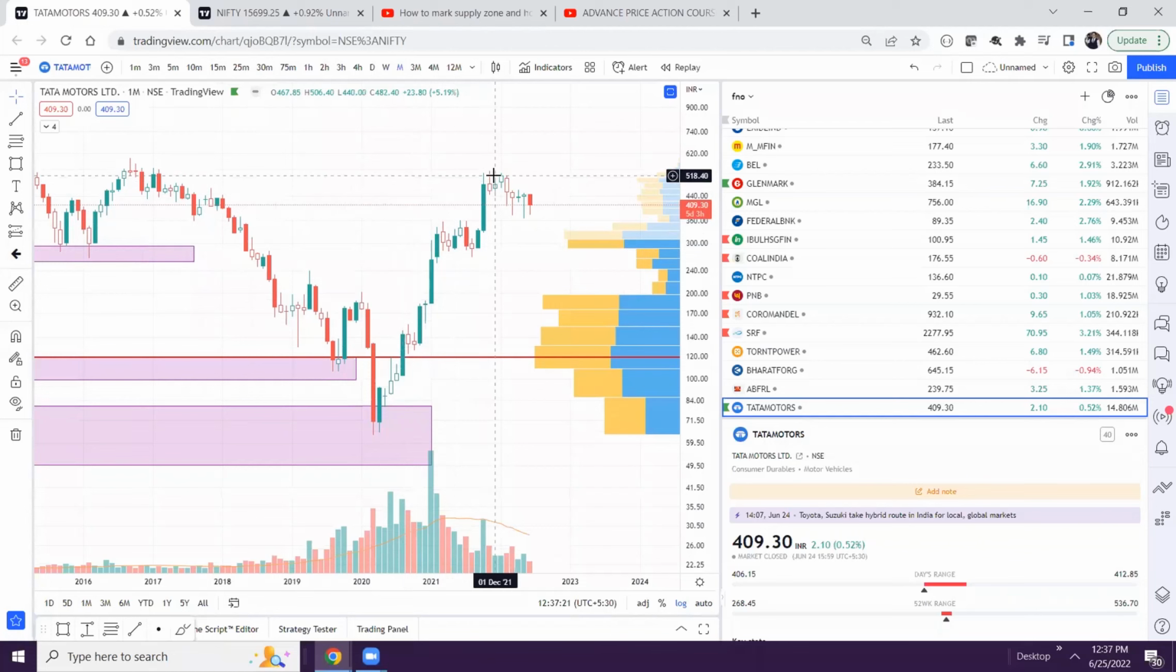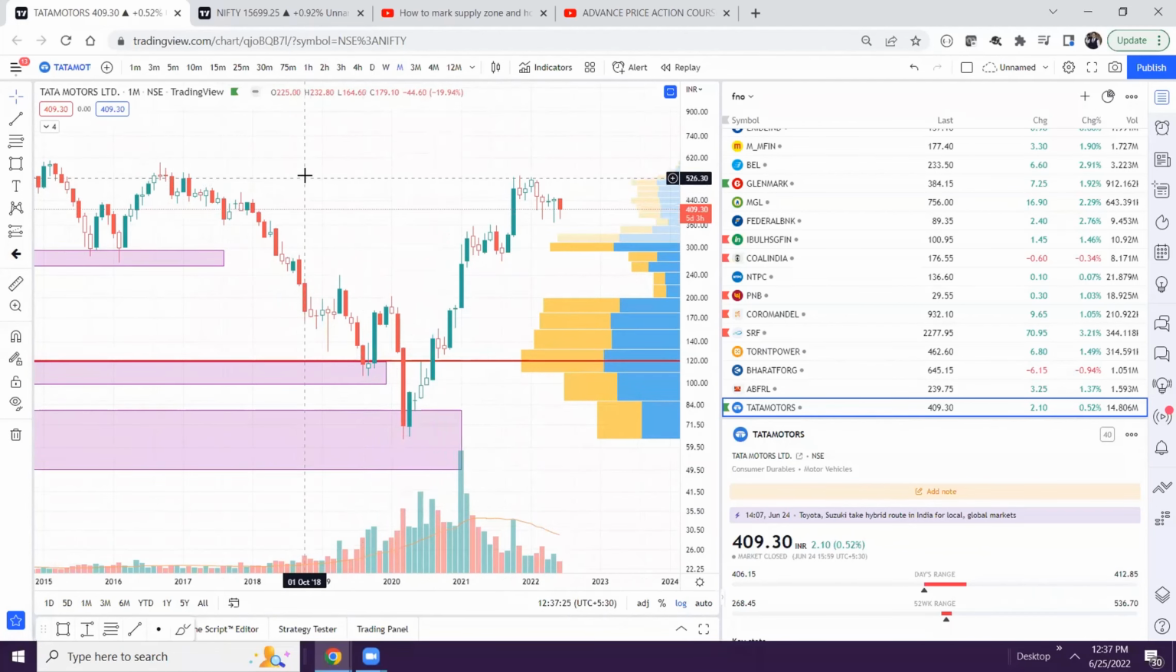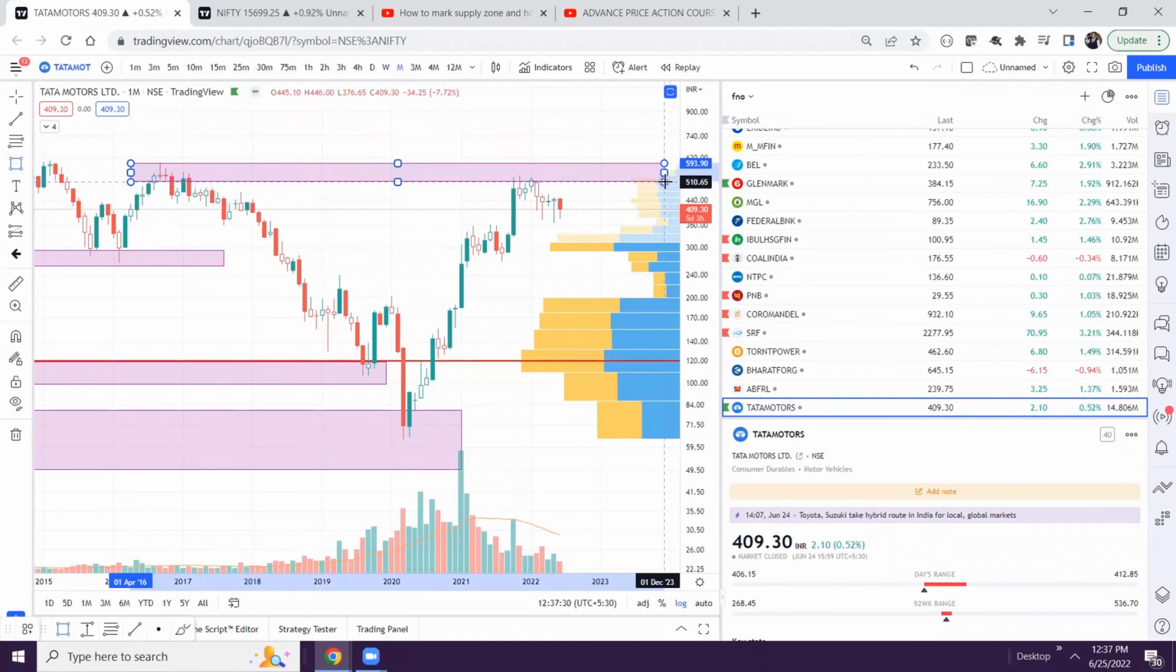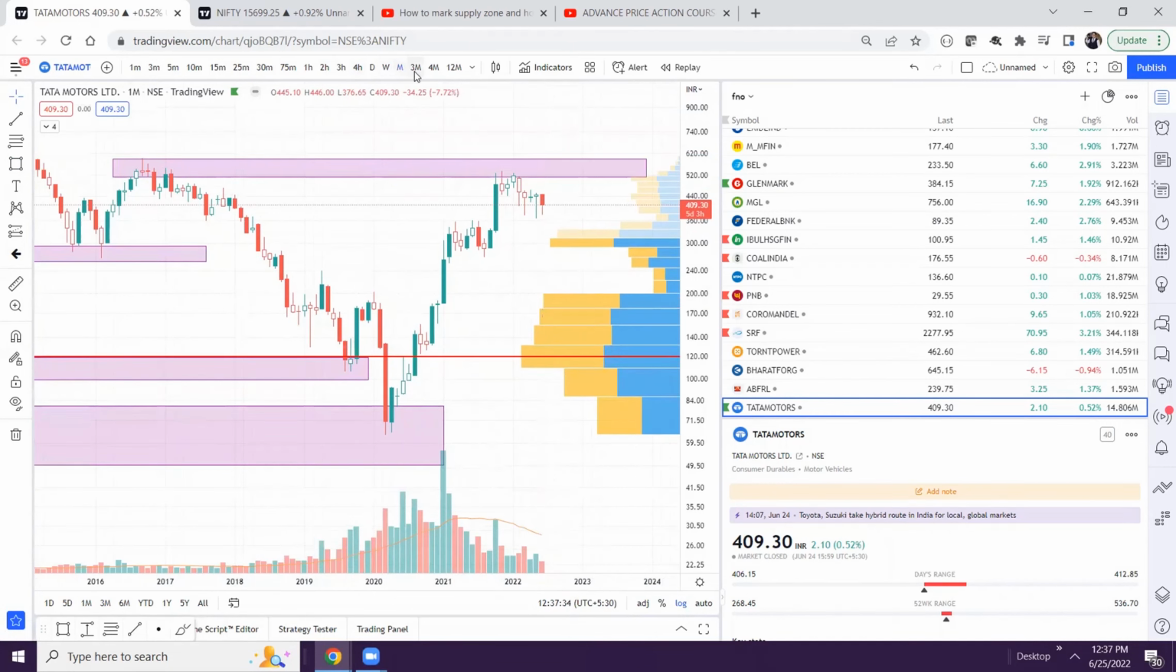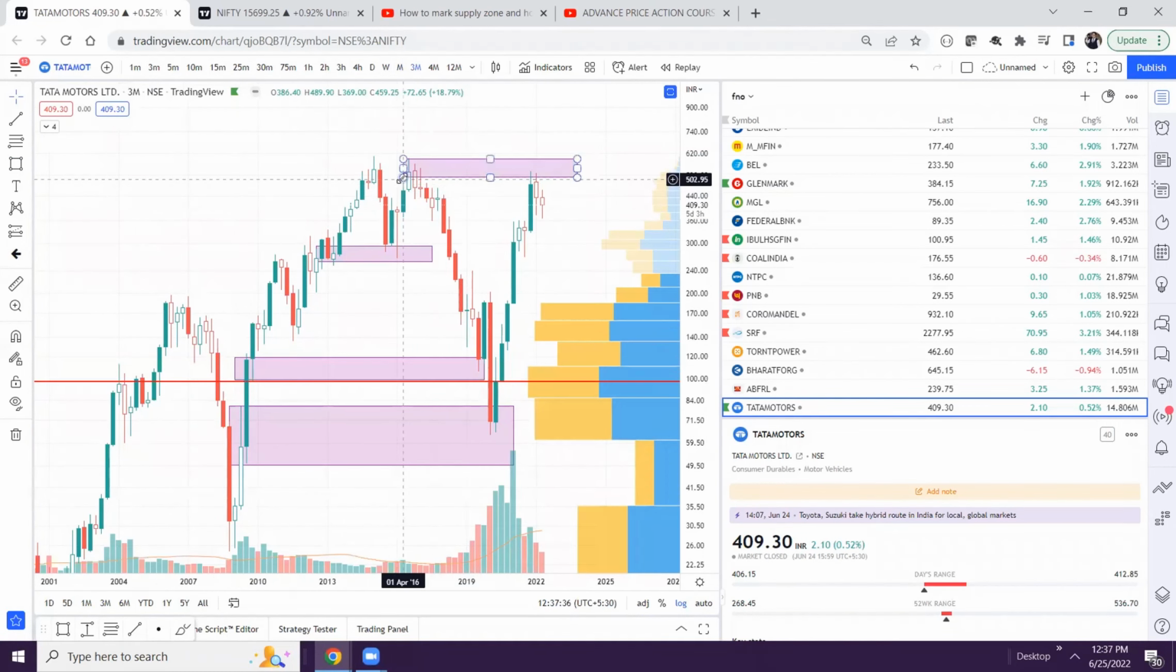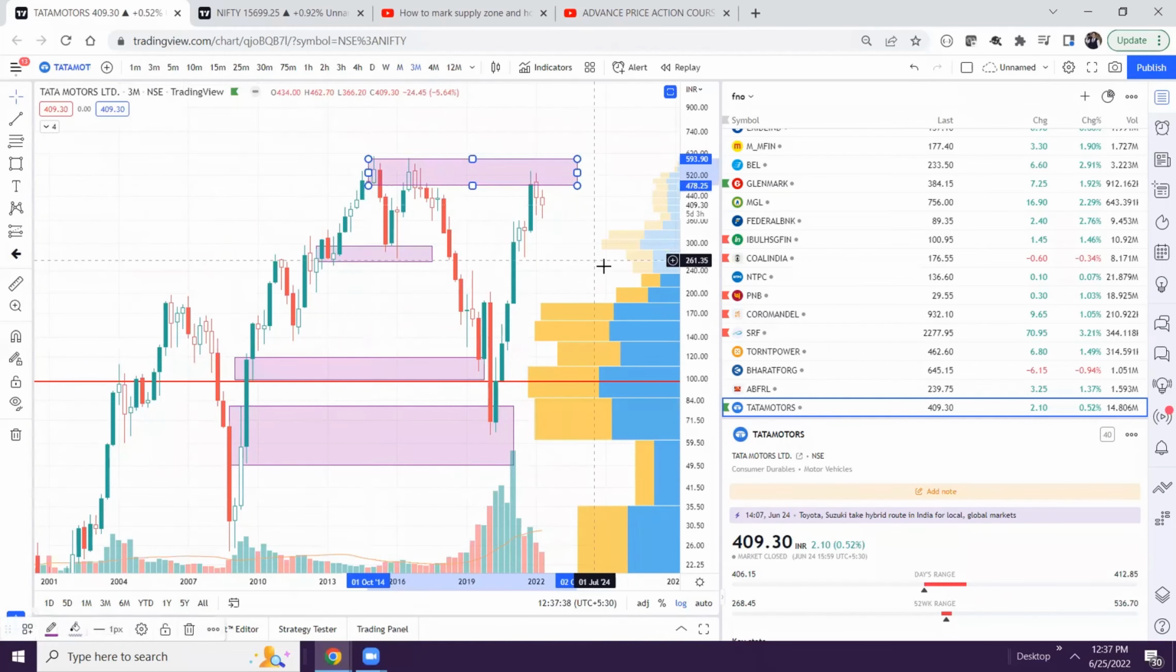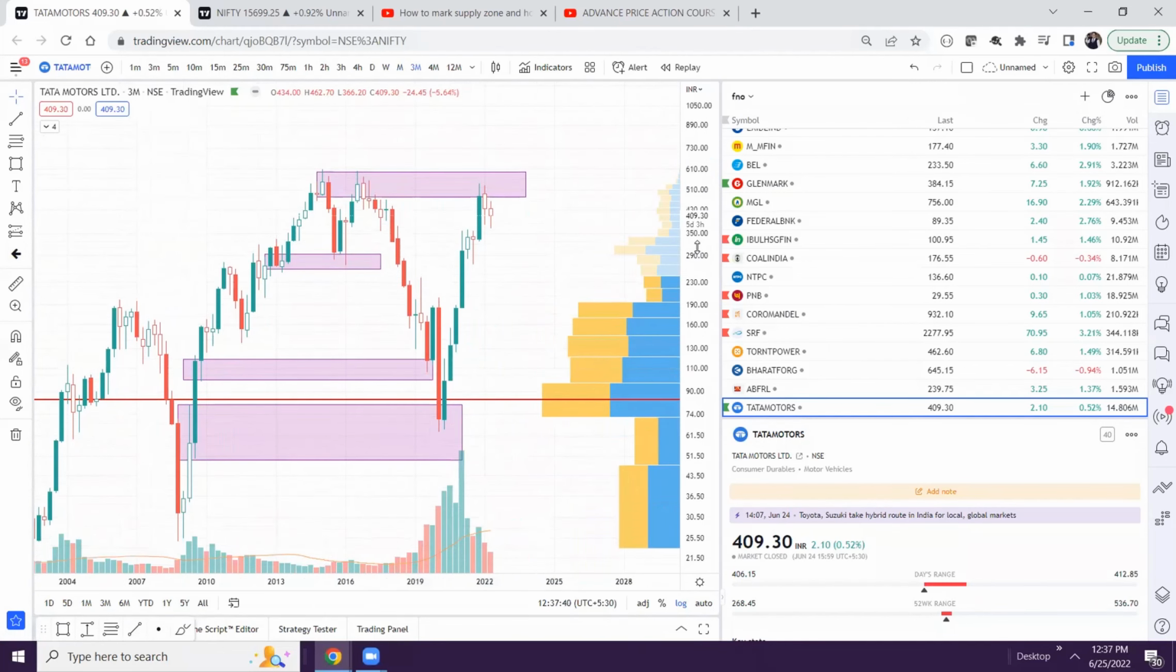Now you can see the price is falling from 534 levels. Do you see any supply zone? Yes, there is a supply zone at the top, and you can see again price is falling from this level only. So till now, is this clear or is there any question? Yes, clear. Okay.